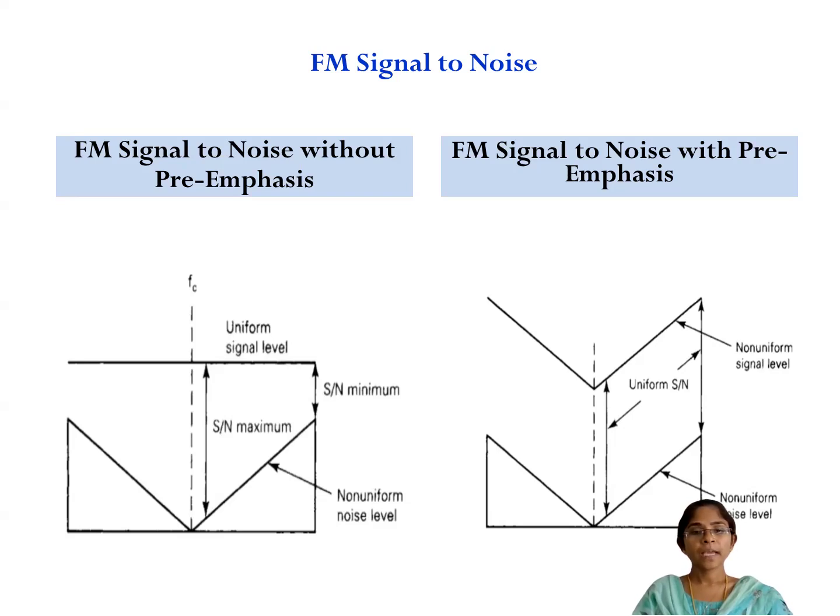So we need to emphasize the higher frequencies so that you maintain a uniform S by N ratio. This is the S by N ratio after pre-emphasis. See here, we have a uniform signal to noise ratio throughout the range. This is how we improve the performance of the FM signal.